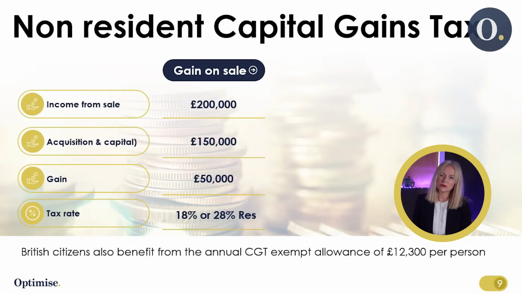Let's have a look at a property that was purchased for £150,000, and at the time it was sold for £200,000. That results, in simple numbers, in a gain of £50,000, and that gain is going to be subject to capital gains tax here in the UK, the rate of which will most likely be either 18% or 28% of that £50,000. Let's imagine though that you're non-resident at the time that you sell it.